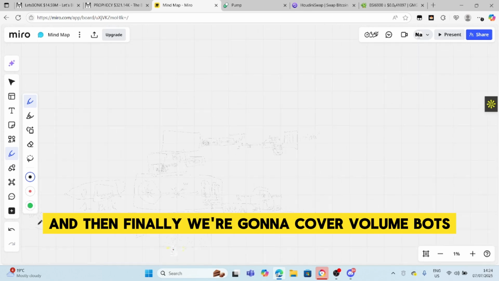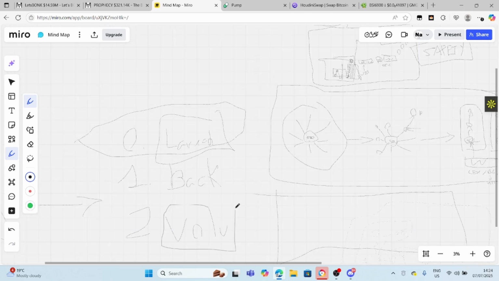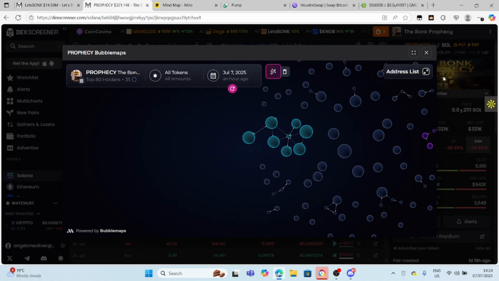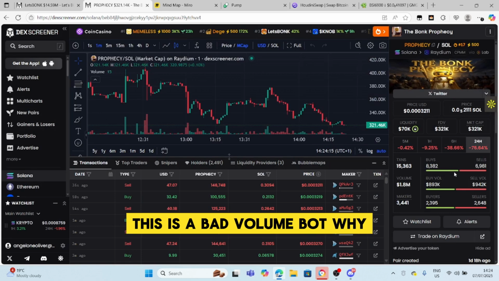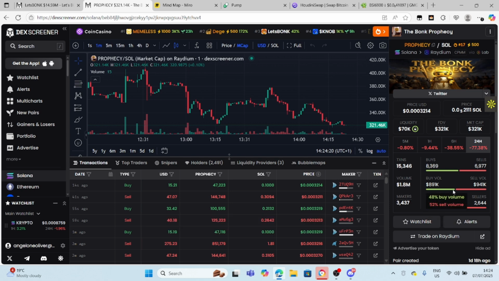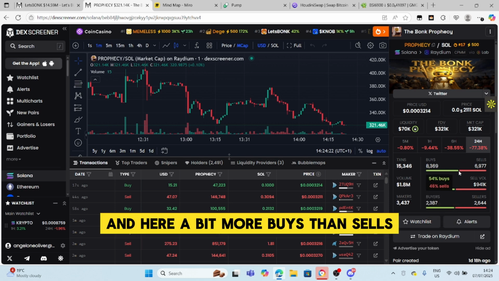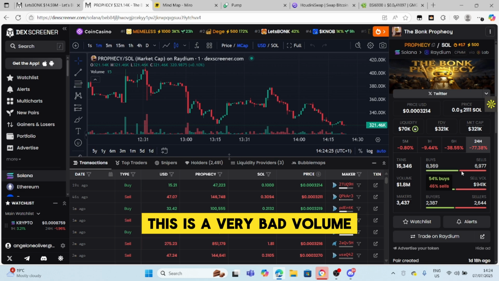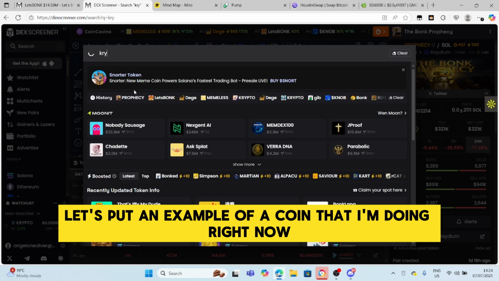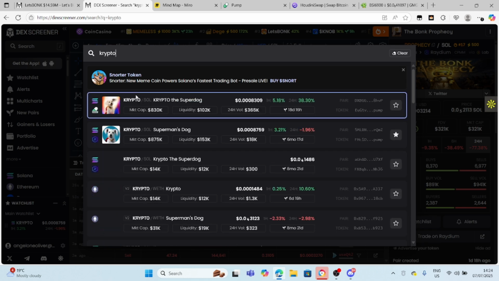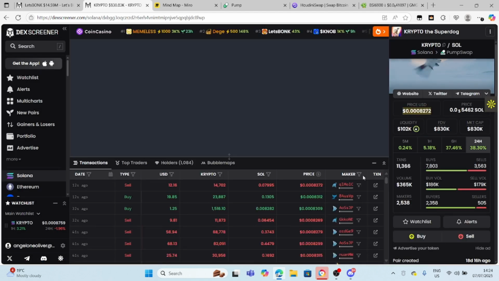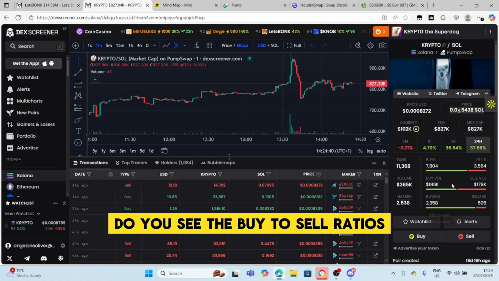And then finally we're gonna cover volume bots. I'll show you visually. This is a bad volume bot. Why? Less buyers than sellers, less buy volume than sell volume, and here a bit more buys than sells. This is a very bad volume. Let's put an example of a coin that I'm doing right now. For example, this one. Do you see the buy to sell ratios?